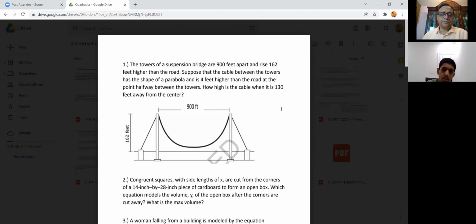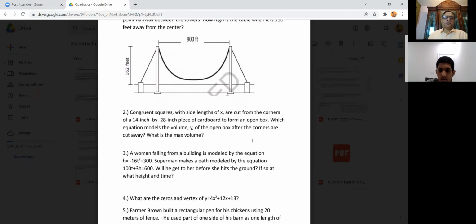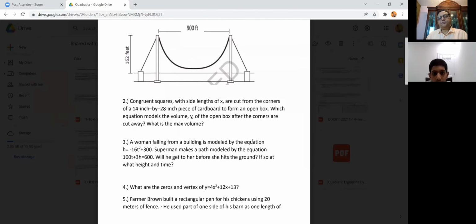Next question. Can you please read the question? Congruent squares with side lengths of x are cut from the corners of a 14-inch by 28-inch piece of cardboard to form an open box. Which equation models the volume y of the open box after the corners are cut away? What is the max volume? Correct. Another very interesting question.